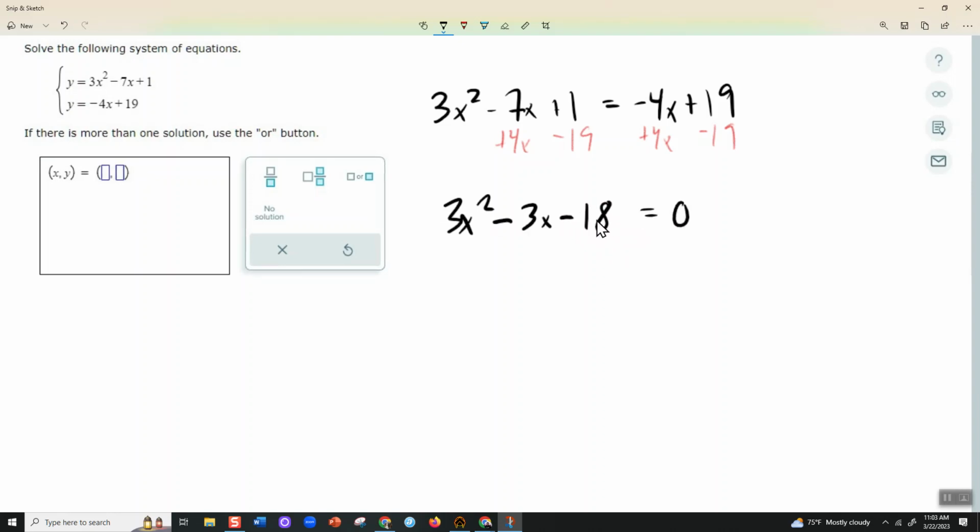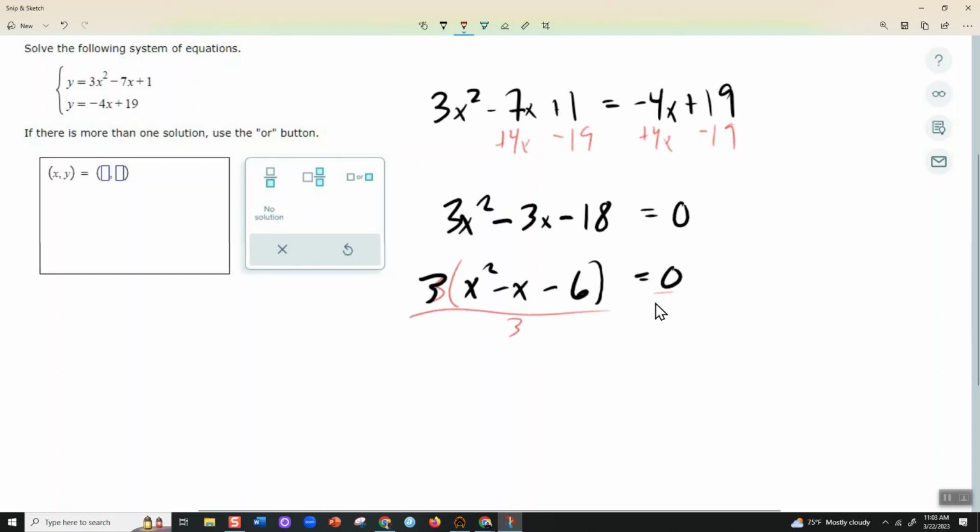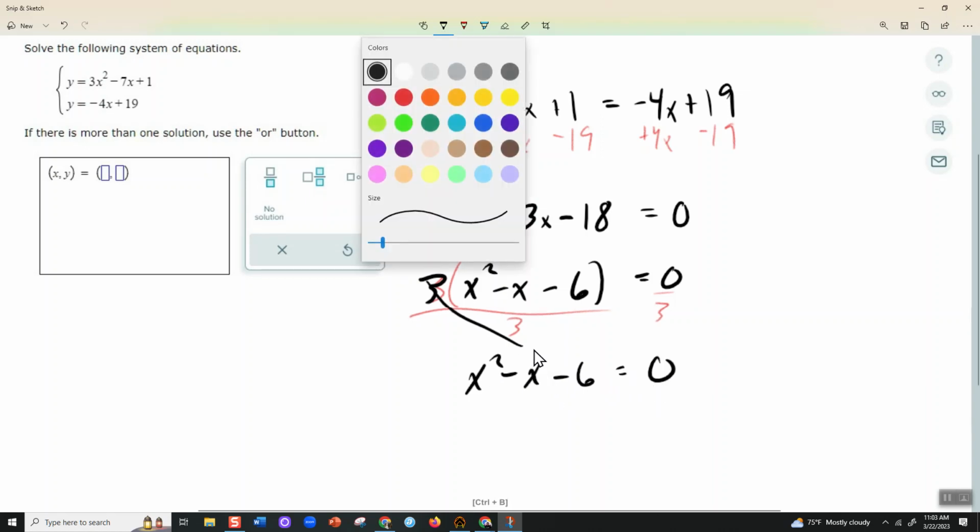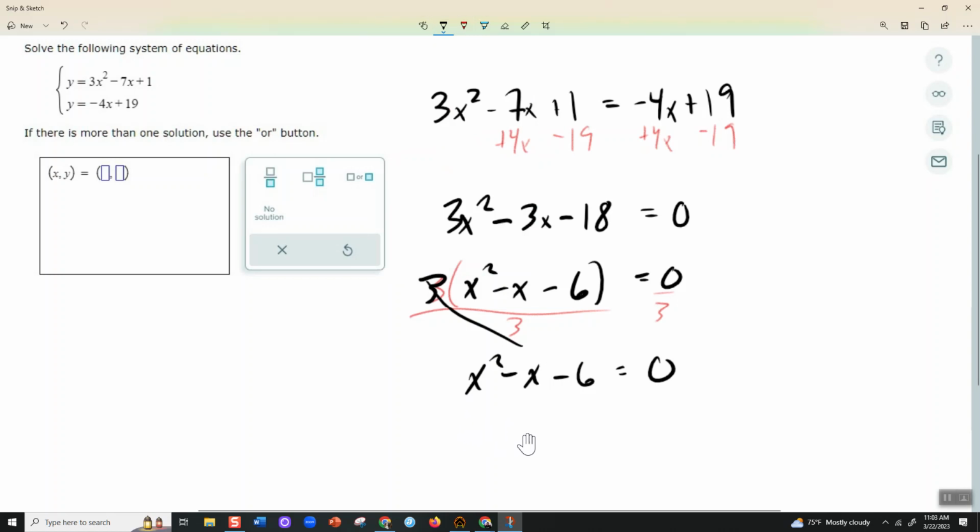I see a GCF. Always check for GCFs. 3 is what I can factor out of all 3 terms. So I get x squared minus x minus 6 equals 0. And then I just divide both sides by 3, and it disappears. Boom. X squared minus x minus 6 equals 0. Can I factor this? I think I can.